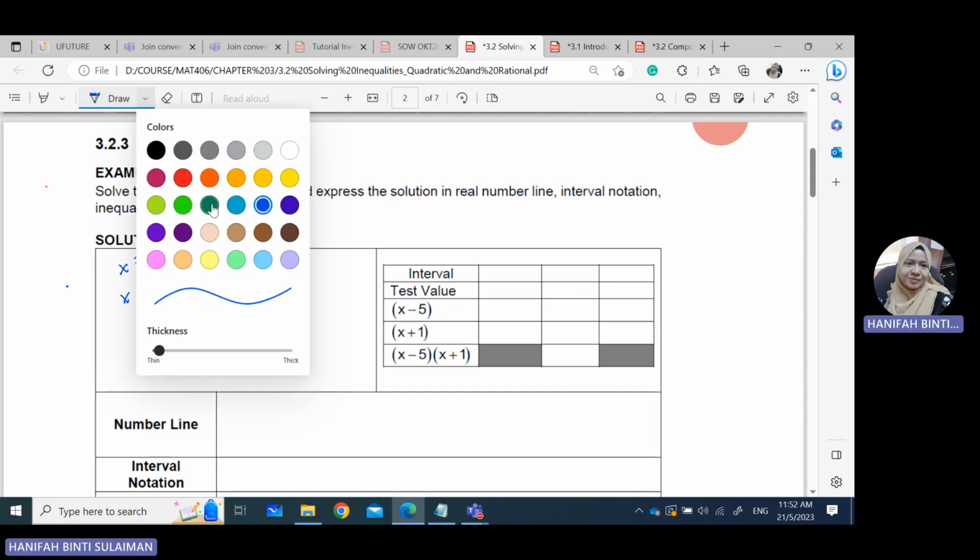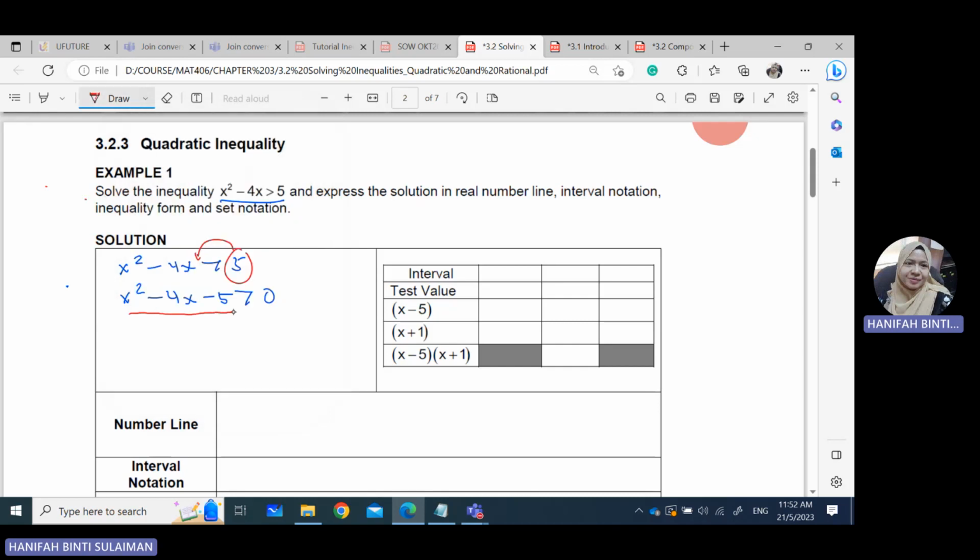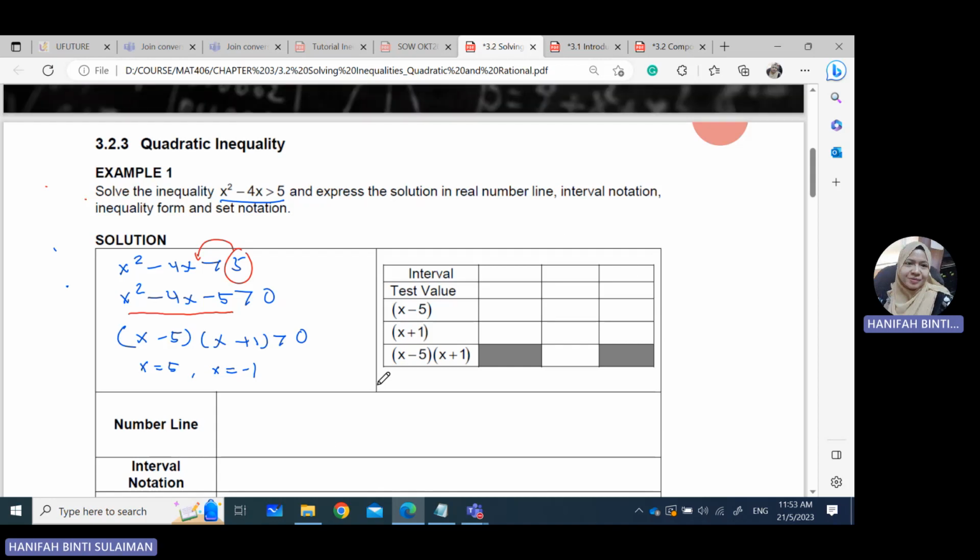So untuk yang ni, x squared minus 4x minus 5, we can factorize. Kita faktorkan dia dan kita akan dapat (x minus 5)(x plus 1) which is greater than 0. Okay. So based on this, the values of x can be 5 or negative 1. So maknanya nilai x itu either less than negative 1 or greater than 5.